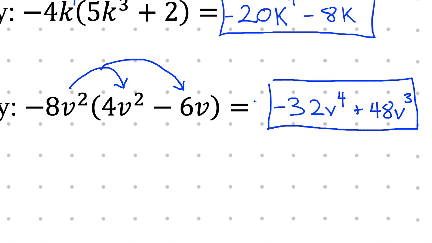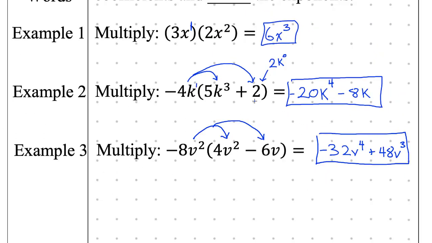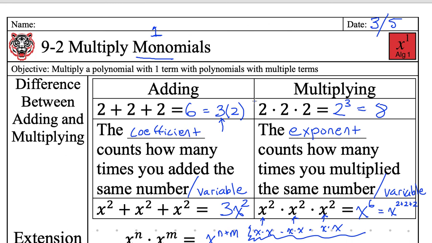All right, so give me a fist of 5 for our objective today. How well can you multiply a monomial by polynomials? I'm seeing a 4, a 4, a 5, a 4, a 5, a 5, a 4, a 5, a 4, a 4, and a 4. All right. I'm rounding down to the nearest whole number. So if you give me 4.5, I'm going to say 4. Good job, guys.